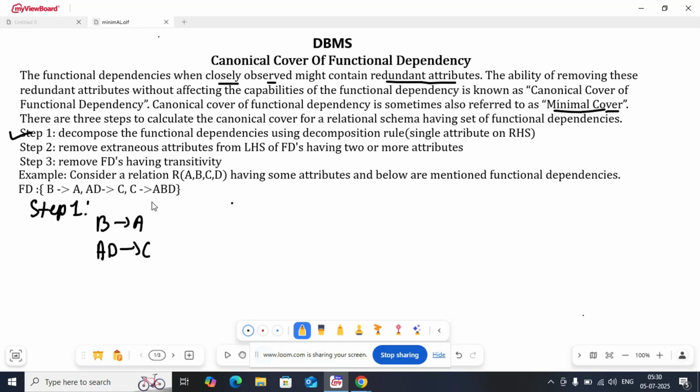But in the last one, C to ABD, on the right hand side there are 3 terms. So we need to apply the decomposition rule. It will become C to A, C to B, and C to D. So this is your step 1. Now step 2.